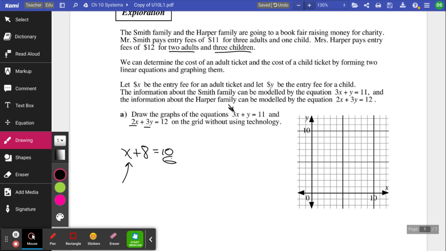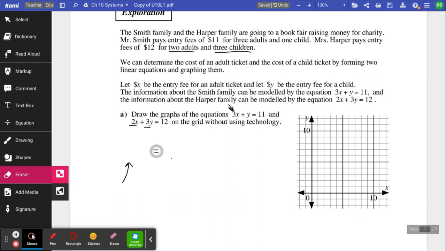So a solution here is an x and a y value that will make that 11. Want to guess one? What would it be?